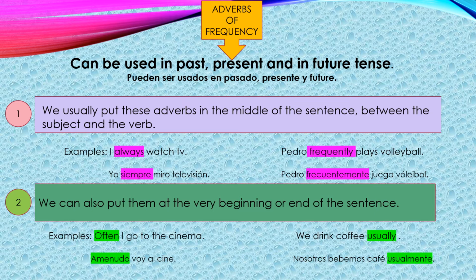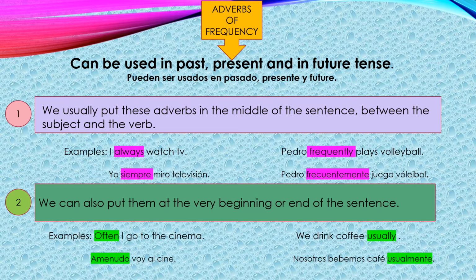Here we have two ways of using the adverbs of frequency. Aquí tenemos dos maneras de usar los adverbios de frecuencia. The first one says, el primero dice, we usually put these verbs in the middle of the sentence between the subject and the verb. Usualmente colocamos el adverbio o los adverbios en el medio de la oración entre el sujeto y el verbo.